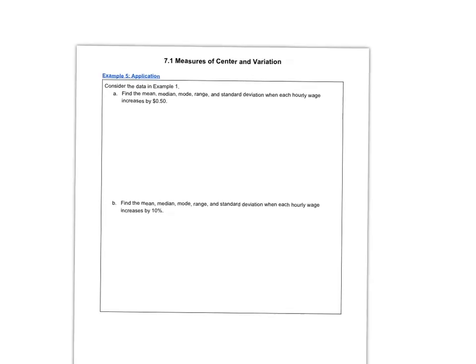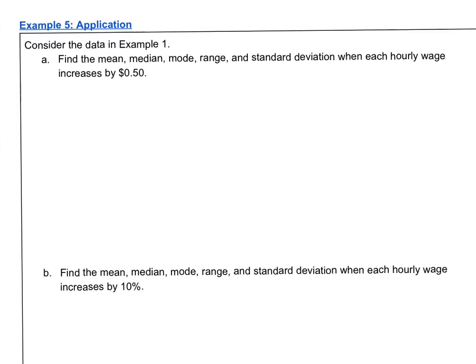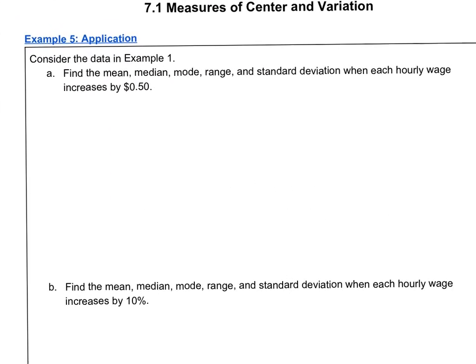You can turn your notes back to the first example. You can actually add 50 cents to each and find the new mean, find the new median, find the new mode, find the new range, and find the new, well, we actually never found the standard deviation. But I'm going to teach you a little shortcut here instead.